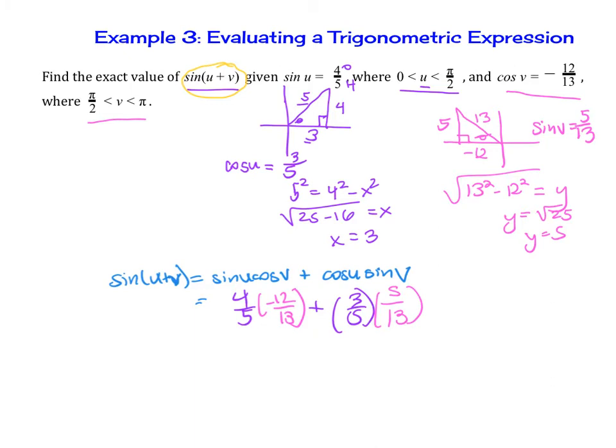So one thing, just to look at patterns and things that are happening here, notice that we don't reuse any of the values in here. They're just used once. So now that we multiply, notice that the denominators are going to be the same. So 5 times 13, so that makes it really nice. So 5 times 13, that'll be 65, common denominator. And then 4 times negative 12 is negative 48, plus 5 times 3, which is 15. So we get negative 48 plus 15 over 65. That final answer is negative 33 over 65.